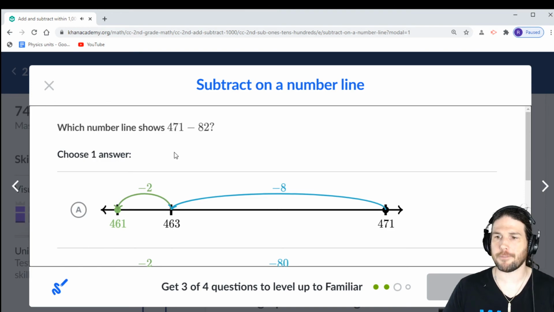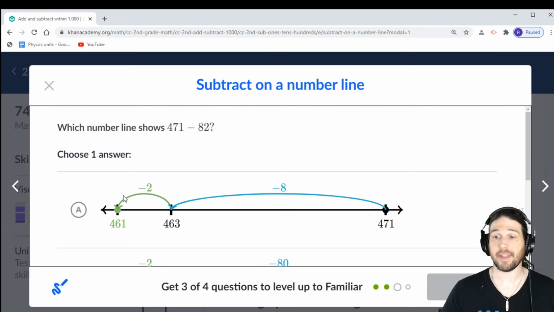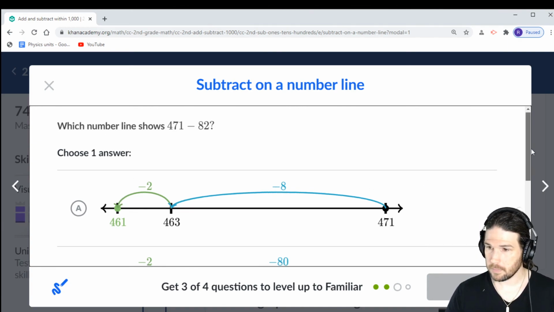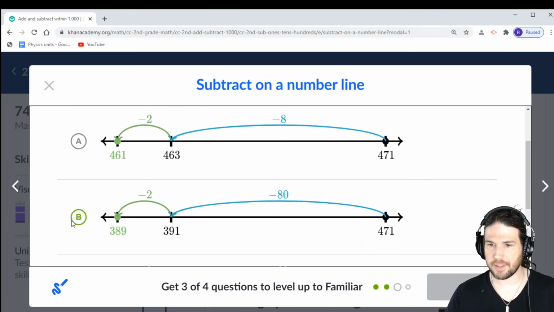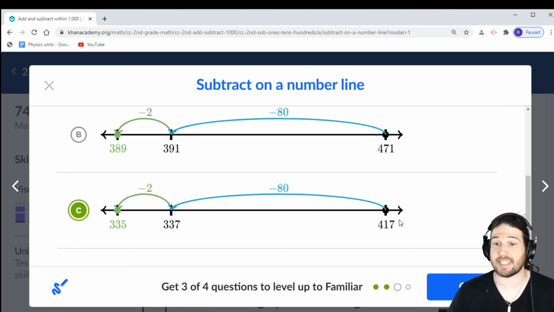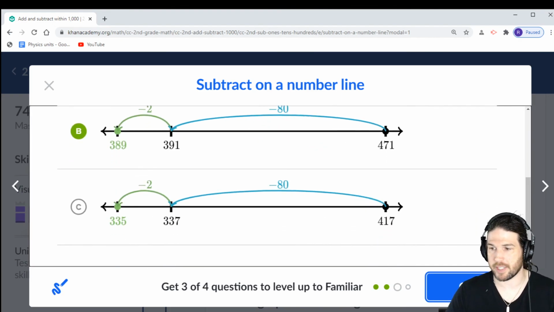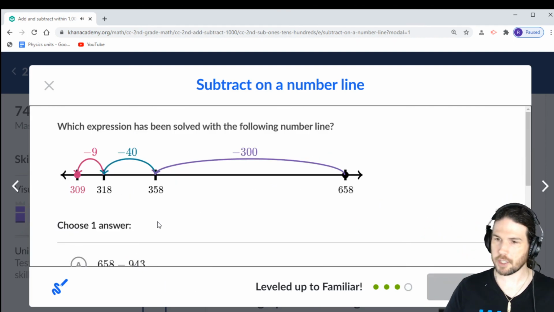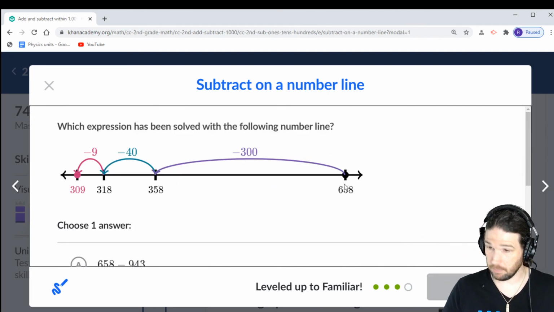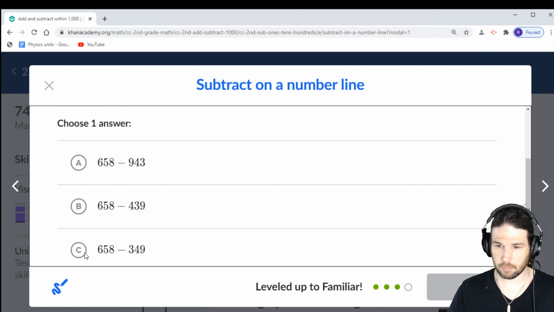Which number line shows 471 minus 82? Well, obviously this one's wrong because we're not subtracting 80 and 2. We're subtracting 8 and then 2. So I think B is correct. C is almost correct, but it starts at 417 instead of 471. So we're going to stick with the right one, which is B. Which expression has been solved? Well, we start at 658. We subtract 349. That's C.